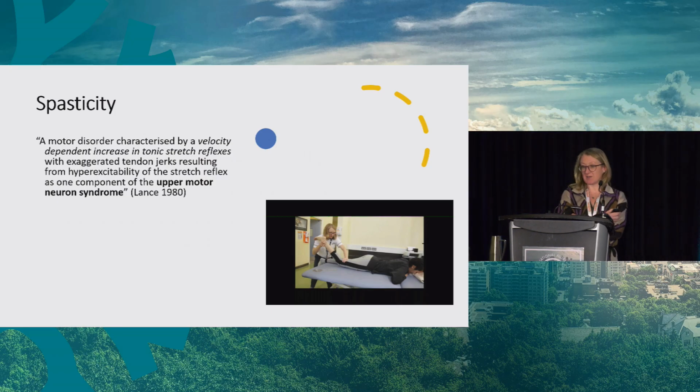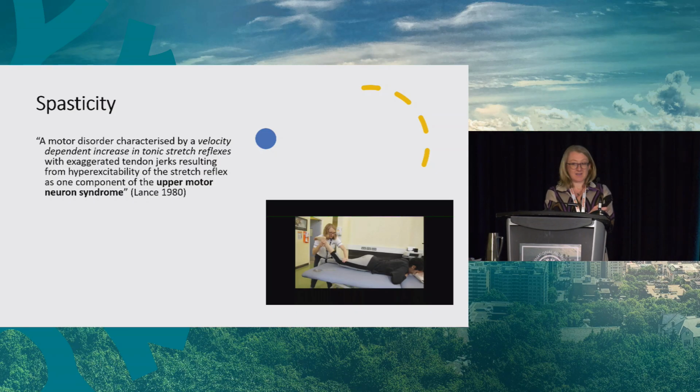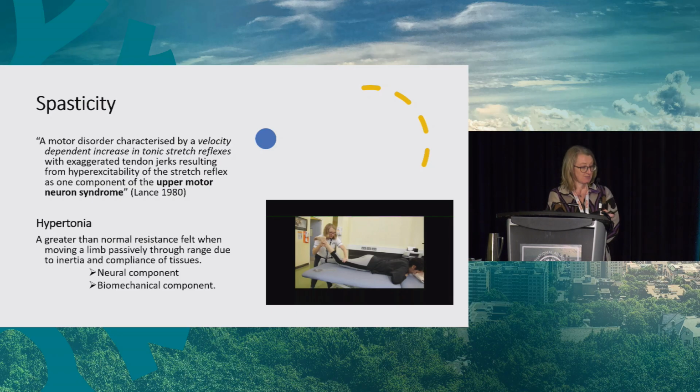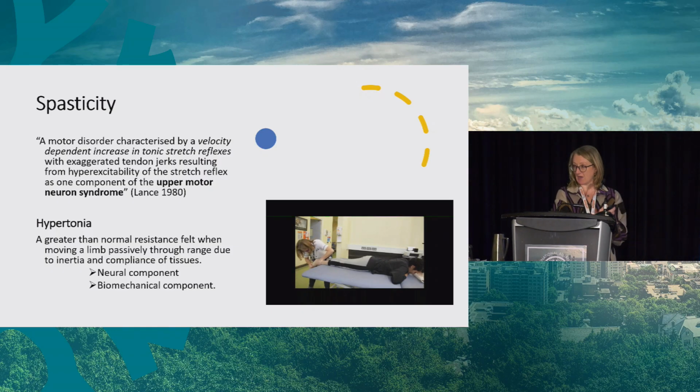So I'm here to talk about spasticity, just one of the myriad of challenges that our patients can encounter on their journey. If we look at the actual definition of spasticity, it's a motor disorder characterized by a velocity-dependent increase in the tonic stretch reflex. You can see there this classic presentation where if you move slowly, the limb has a good range of movement, but when you do a fast movement, you get that fast catch.